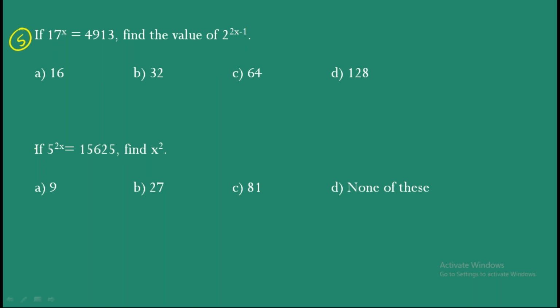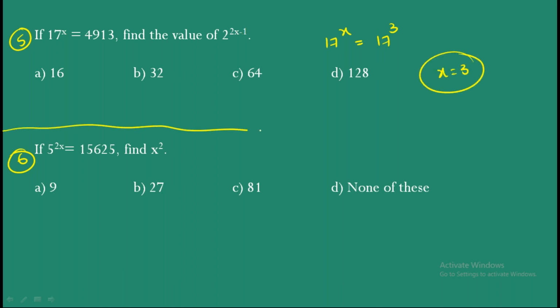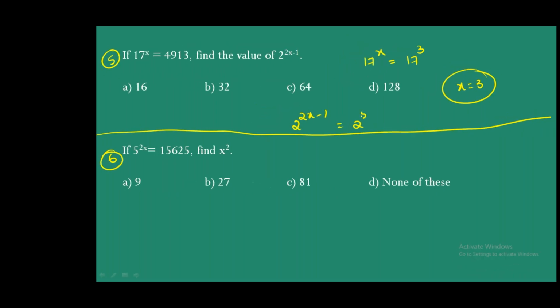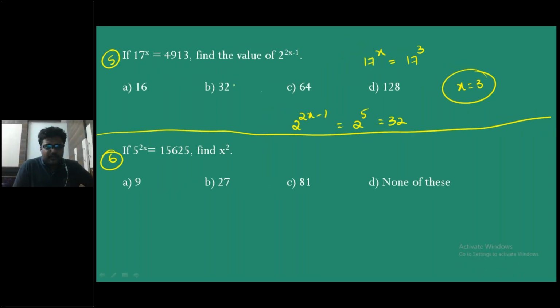Now, if you just check regarding this 5th and 6th question, 17 power x is 4913. It's actually 17 cube. So we can say as bases are equal, powers are equal, then if you find 2 power 2x minus 1, which is 2 power 5 in fact, so that's nothing but 32, my dear friends. We can say option B is correct here.